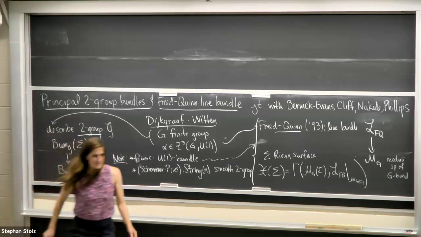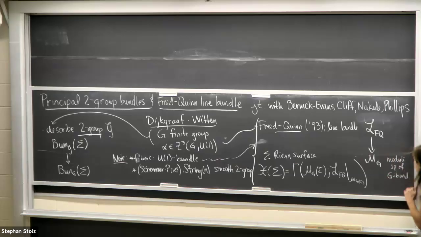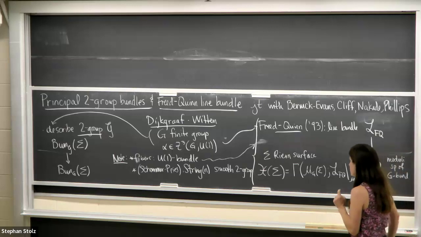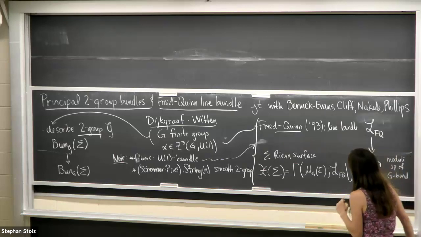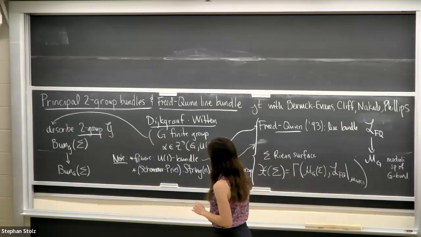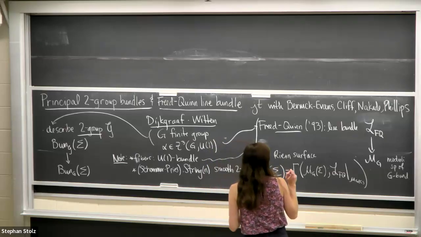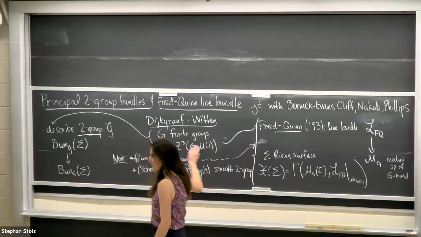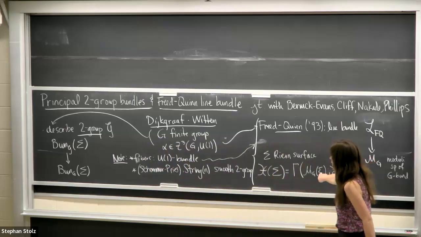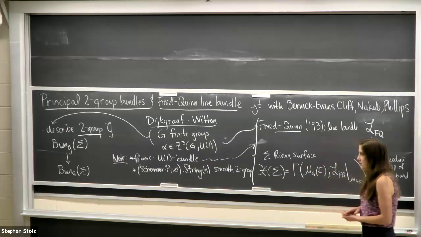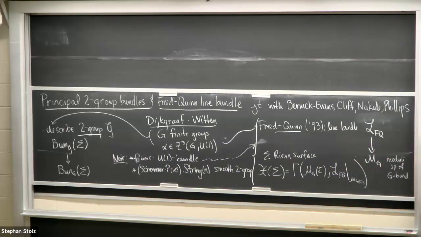I'm sorry, what's the difference between the NG of sigma and the bungee of sigma? Is the bungee before you mod out by gauge transformations, or are those the same thing? Right. Let's see. Yeah, those are going to be the same. So this NG, when I evaluate at sigma, is going to give you the bungee. Any other questions about this landscape picture?